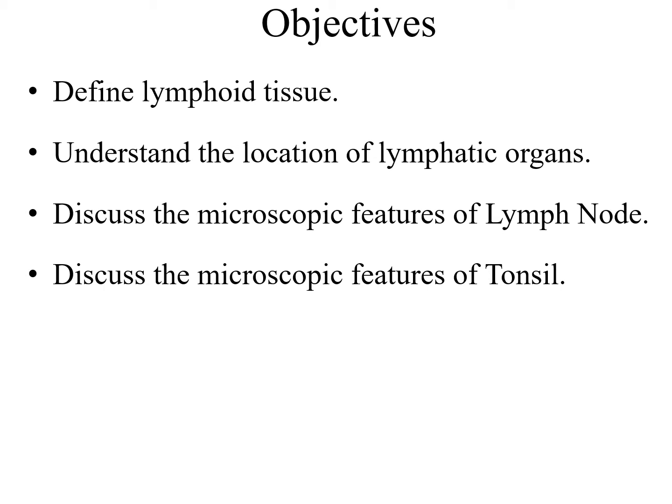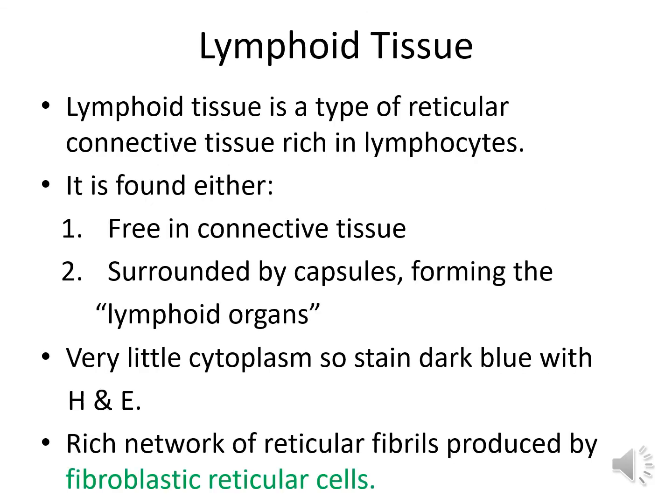So we start with lymphoid tissue. Lymphoid tissue is a type of reticular connective tissue rich in lymphocytes. Mainly it is a type of connective tissue, and this tissue is full of lymphocytes, and these lymphocytes are either present in the connective tissue in free form, or they are surrounded by a connective tissue layer which is known as capsules and forming the lymphoid organs.